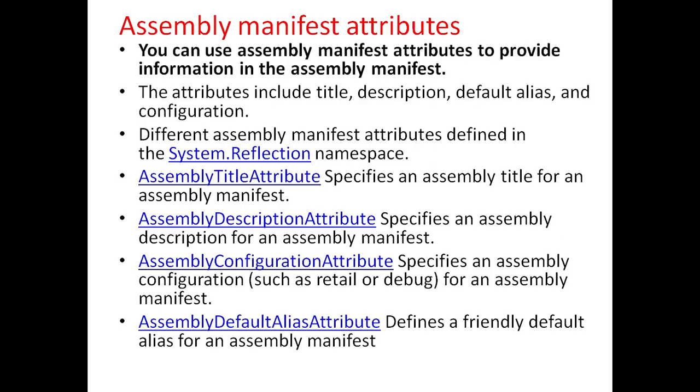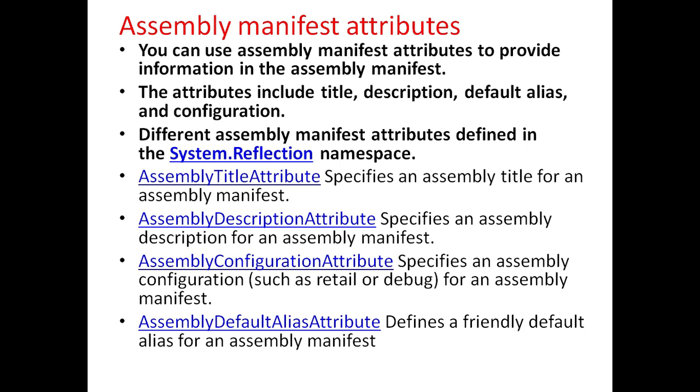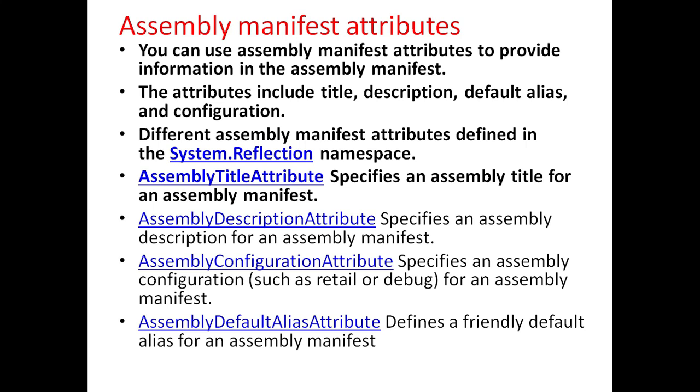You can use assembly manifest attributes to provide information in the assembly manifest. The attributes include title, description, default alias, and configuration. Different assembly manifest attributes are defined in system.reflection namespace. Different attributes are assembly title attribute, which specifies an assembly title for an assembly manifest.